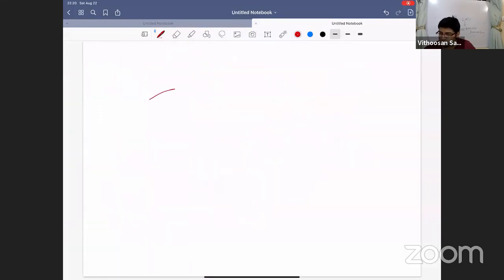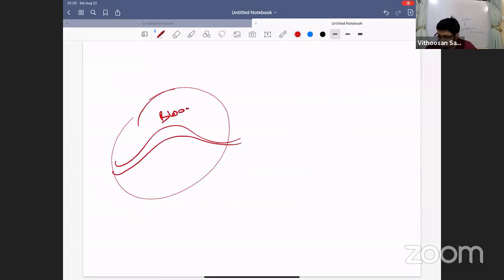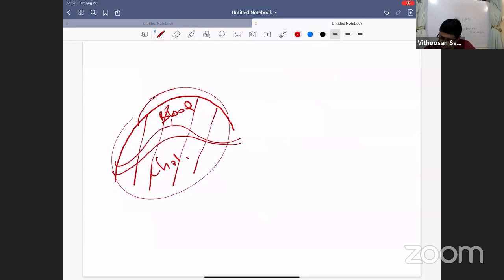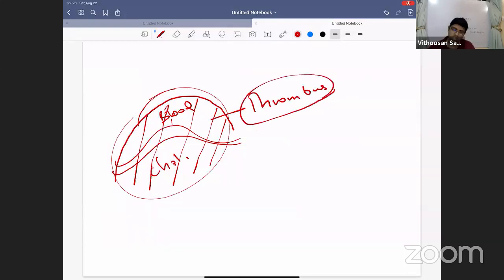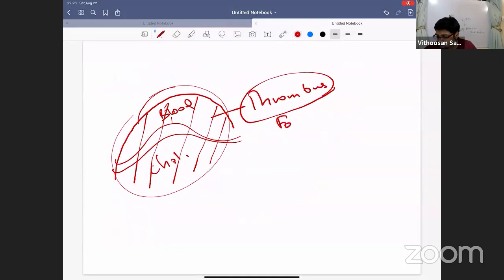So when this ruptures, this is the capsule, this is the blood, this is the cholesterol. When this ruptures, blood and cholesterol will come into touch. So there will be a big thrombus formation. So suddenly the whole vessel will be clogged. Whole vessel is blocked. See?